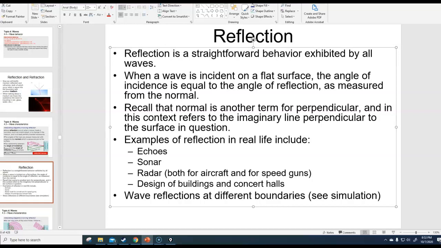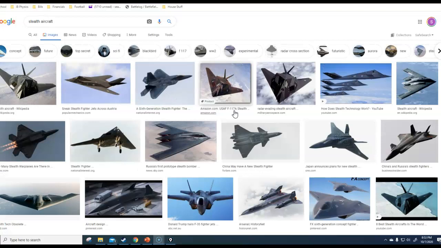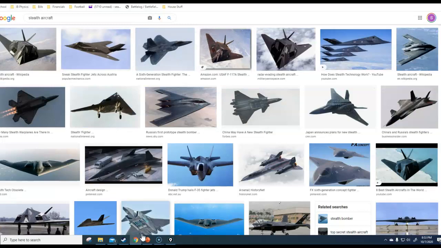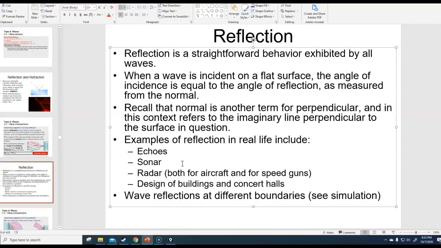If you've ever seen a picture of a stealth plane, which looks something like this, notice that stealth aircraft are specifically designed to have very strange angles on their surface. And the reason for that is that when radar beams hit stealth aircraft, they're designed to reflect off at a weird angle so that they don't return back to the tower, and so that they're more difficult to detect. Okay, so that is another application of reflection.